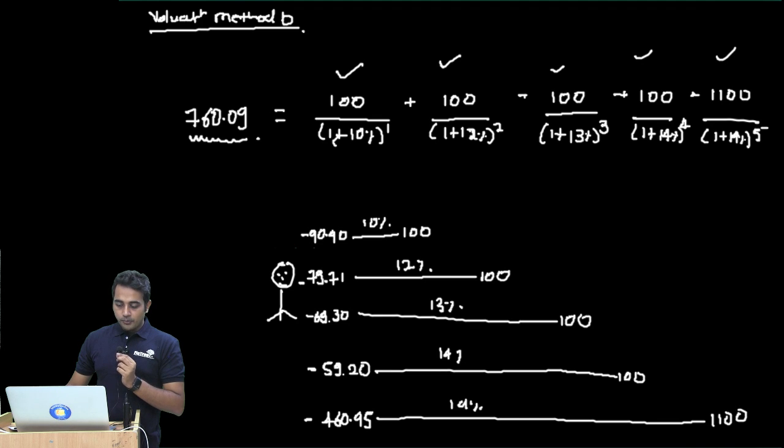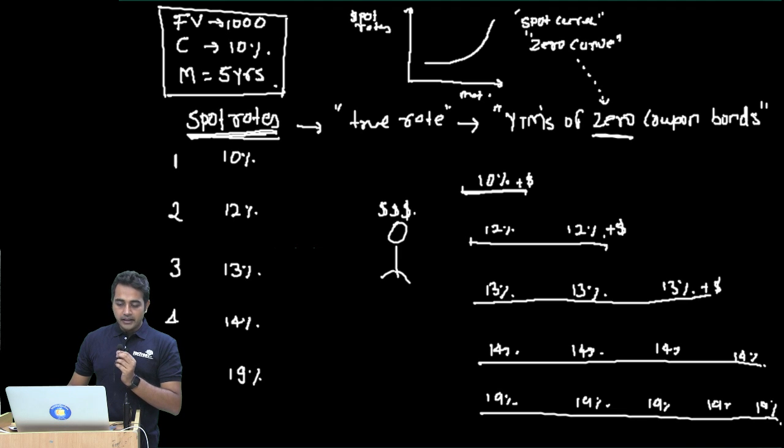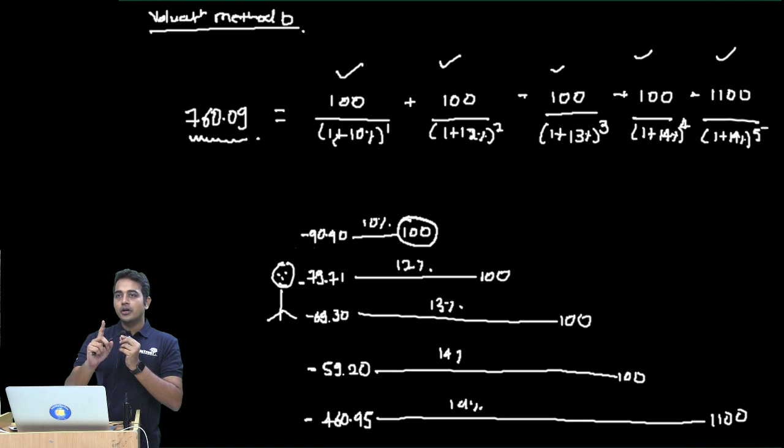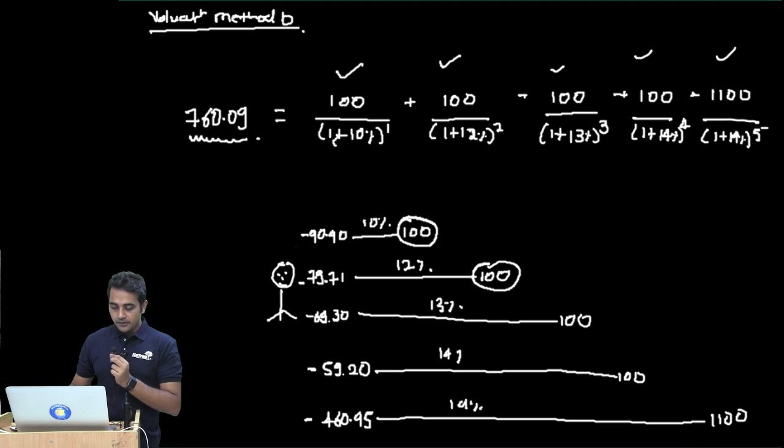So the first zero coupon bond had a face value of 100. Since the current spot rate in the market is 10%, an investor should earn 10% on that zero coupon bond. Therefore, it is sold to him at 90.90. Okay. So the second zero coupon bond has a face value of 100, but it is sold to him at 79.71 in such a way that he earns 12% for 2 years. Let's cross check this for you.